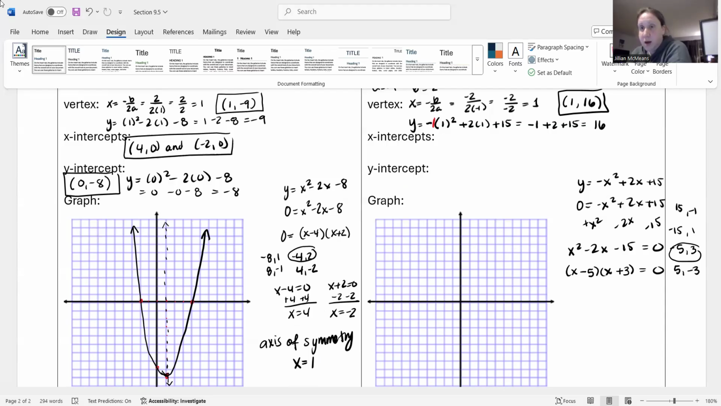So now we have a product that equals 0. Okay, so we want to apply the zero product principle. We take each factor, set it equal to 0.